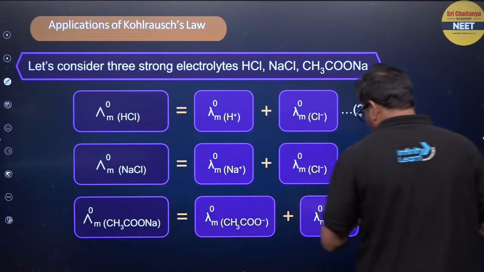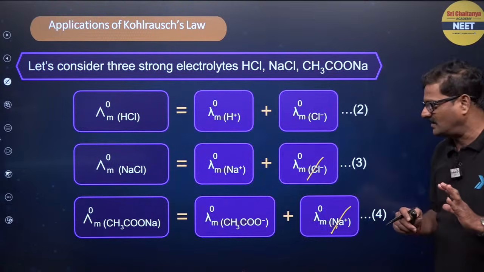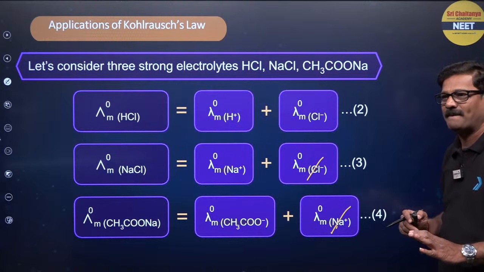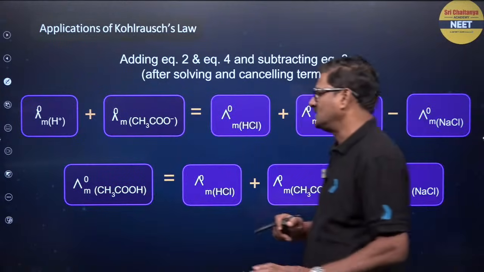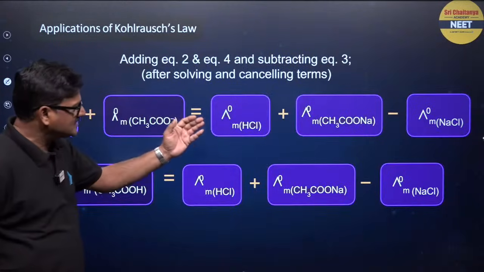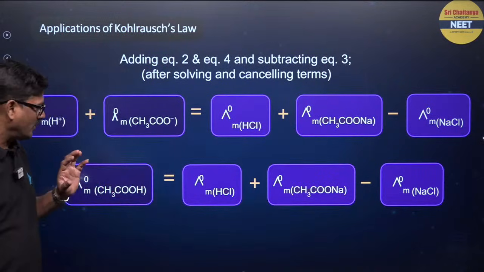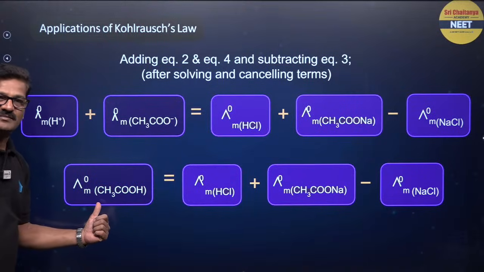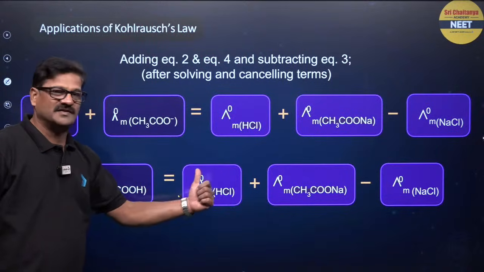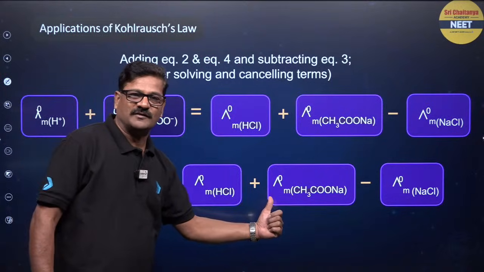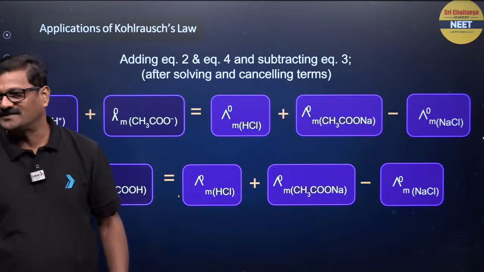When you say Na plus has to be cancelled, Cl minus has to be cancelled, so that your acetate ion and H plus ion remain. Okay, now talking about this H plus and acetate ion, it is going to be HCl plus sodium acetate minus NaCl. Therefore, the limiting molar conductivity of acetic acid is equal to limiting molar conductivity of HCl plus limiting molar conductivity of sodium acetate minus limiting molar conductivity of NaCl, right?